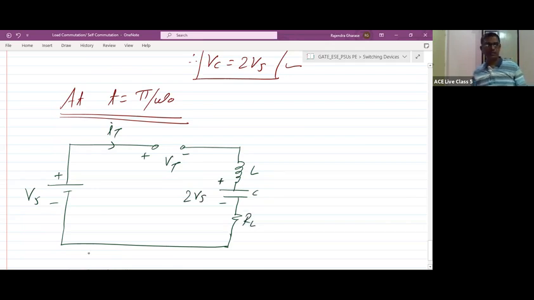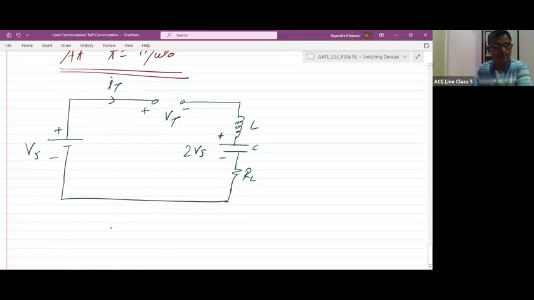Now you can check. Once the current flowing through the thyristor becomes 0, what is the Vt after that? You can apply KVL to this loop. The current in the circuit is 0 now, so IT is equal to 0 ampere. We have derived the expression for IT, so at t equal to pi by omega 0, IT is 0 and the thyristor will act as an open circuit.